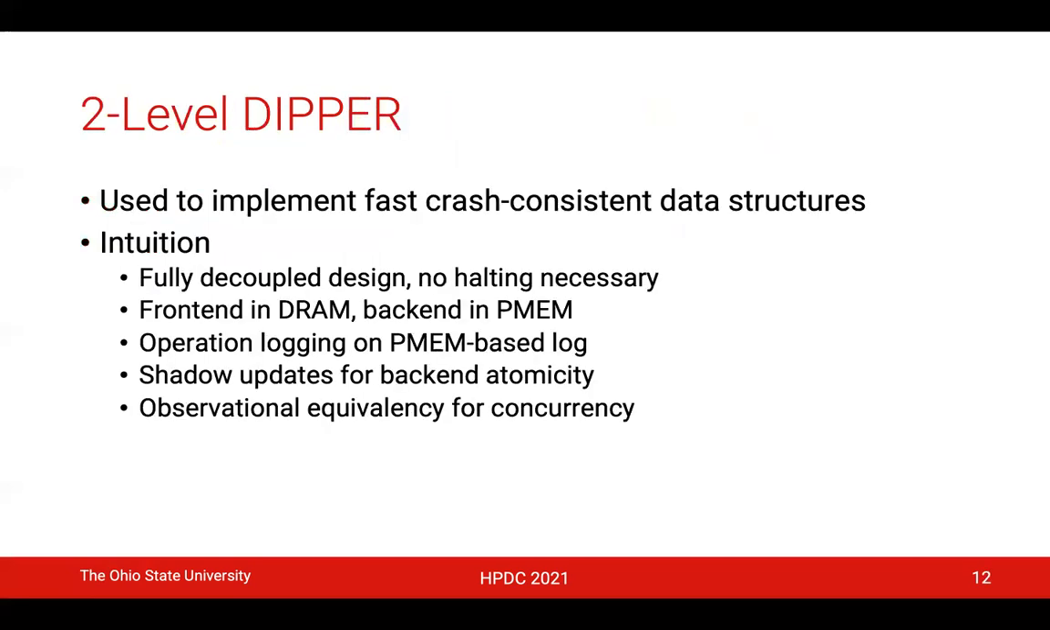In this paper, we focus on a two-level Dipper design, which can be used to implement fast, crash-consistent data structures. The intuition is that we have a fully decoupled design with the front end in DRAM and the back end in PMEM. We use operation logging on a persistent memory-based log for durability. We use shadow updates for backend atomicity, and finally, observational equivalence for concurrency.